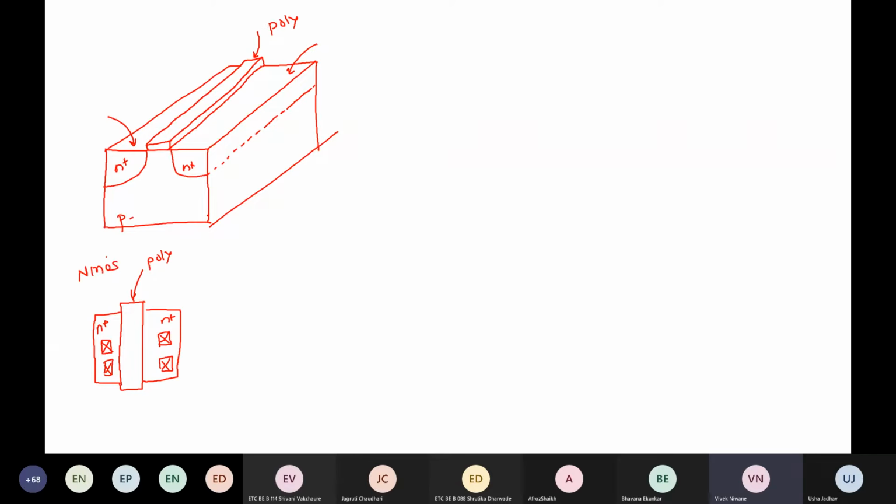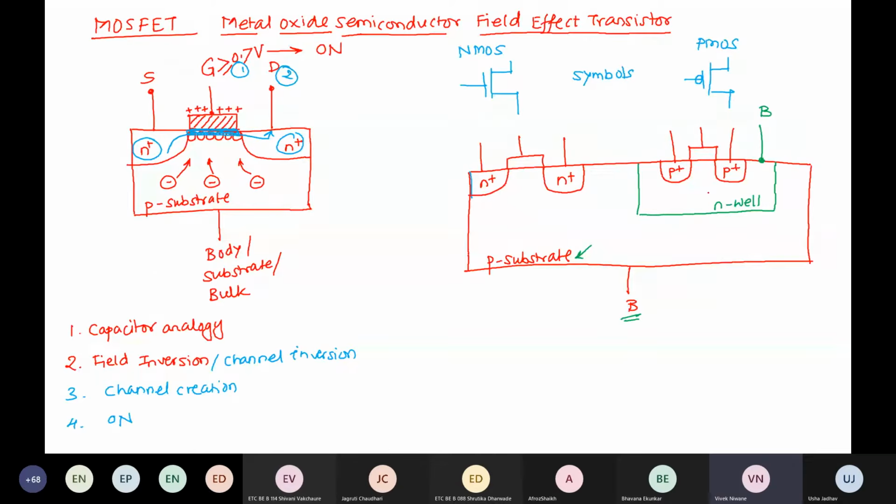Okay, now if we go to back, we do have extra n well over here. I will try to draw the top view of your P MOSFET here itself. Okay, how it will look like. So first we will draw our polysilicon material. Okay, on the both sides of the polysilicon material, we do have P plus diffusions. Okay, P plus and P plus diffusions. Okay, this is P plus, this is P plus, this is polysilicon.